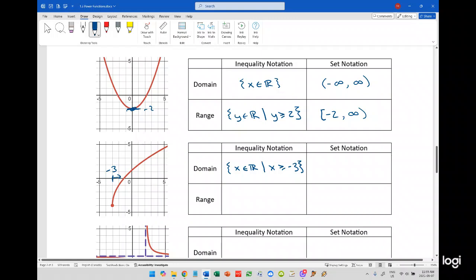And likewise here we have a minimum value of -3, but -3 is included, and a maximum value of infinity, round bracket. Range, we have a -4 there, so it's got to be higher than -4. So y is an element of real such that y is greater than or equal to -4. And -4 is our minimum, infinity is our maximum.